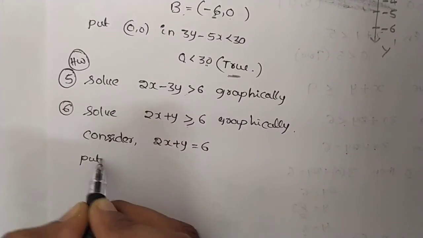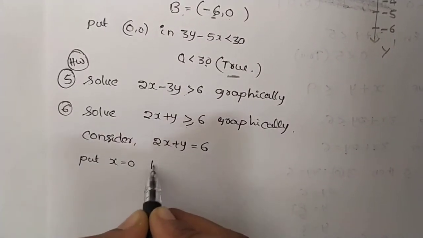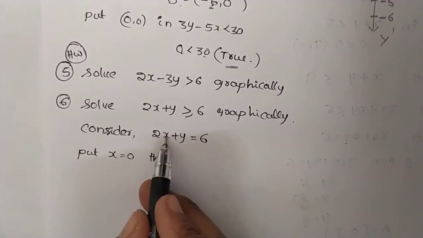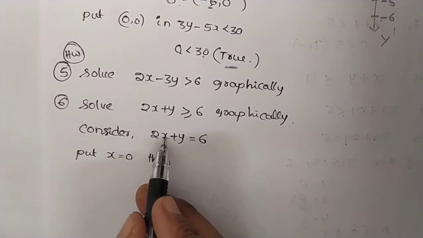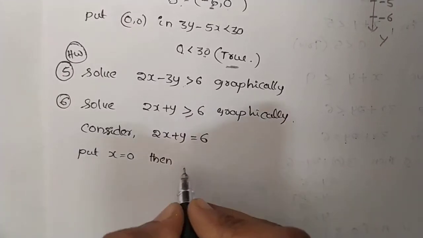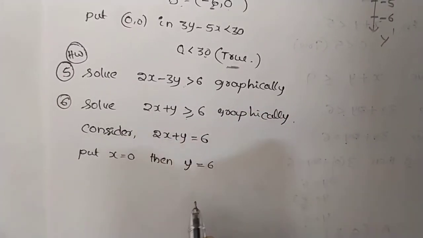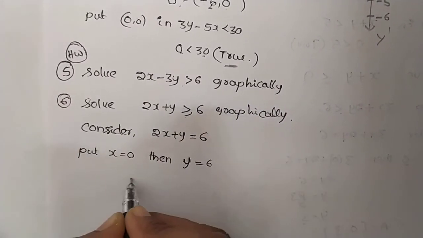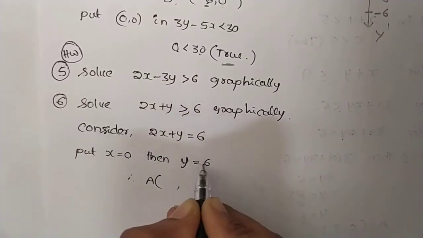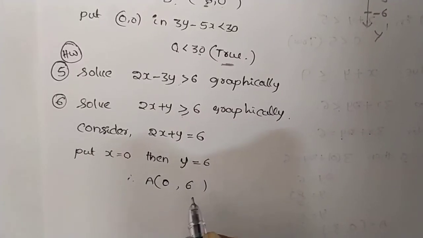Second step is what? Put x equals 0. Then you just substitute 0 in place of x. Then what will we get? 2 into 0 is 0, 0 plus y is y. So y equals 6. Therefore, A will be x comma y, that is 0 comma 6.